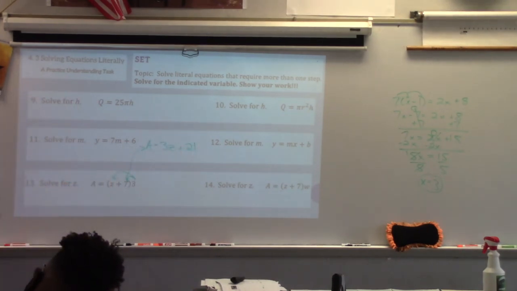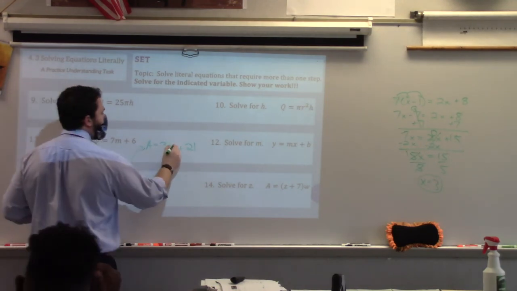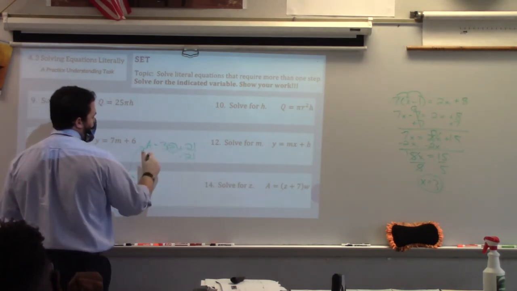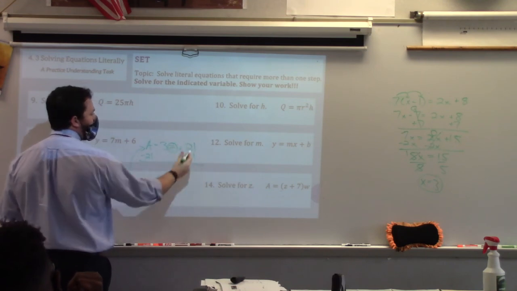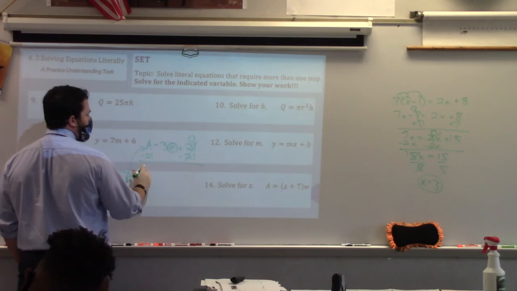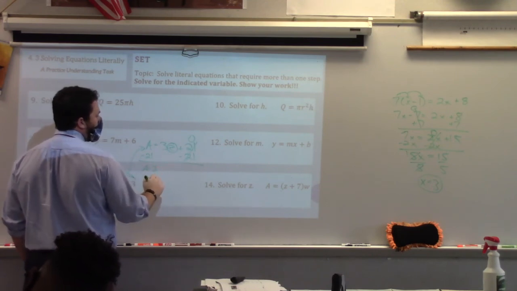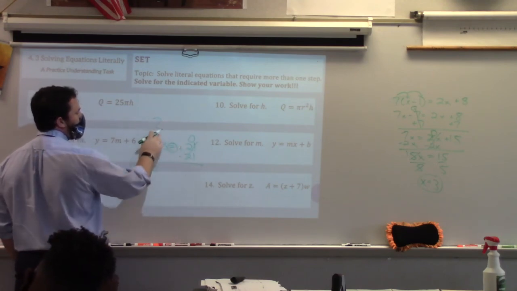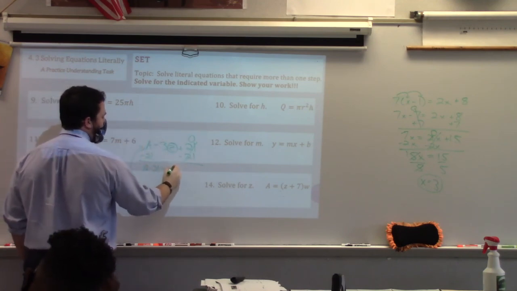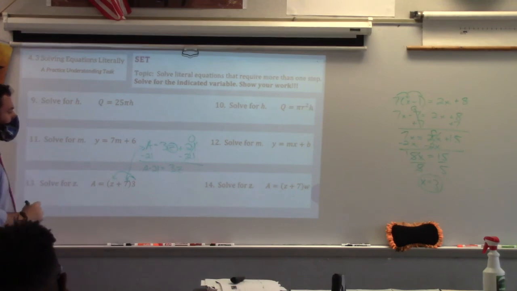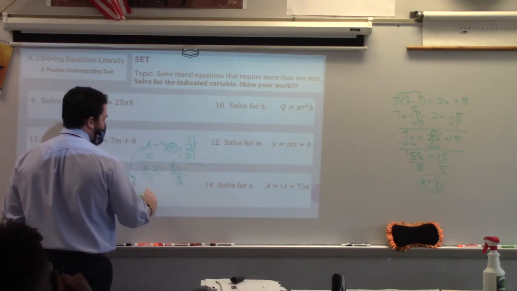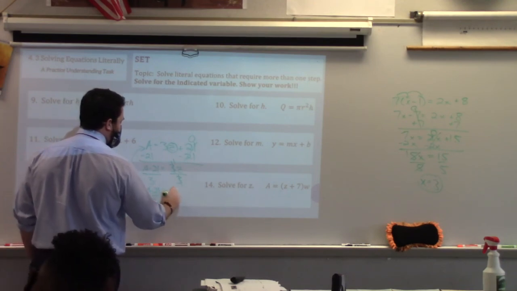Now, what am I trying to solve for in number 13? Z. So what would I now need to do to start solving for Z? Subtract 21. 21 minus 21? 0. A minus 21. A minus 21. The line through the Z is so that people don't confuse it with a 2. And what would be the last thing I need to do to solve for Z? Divide by 3, right? That's the inverse of that multiplication. 3 divided by 3. And so A minus 21 divided by 3 equals Z.